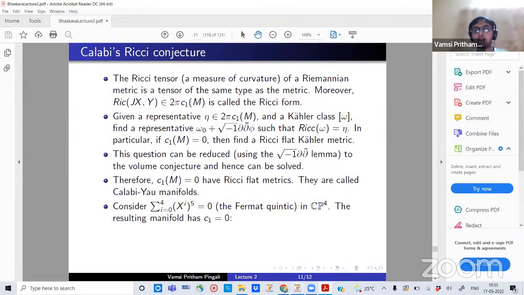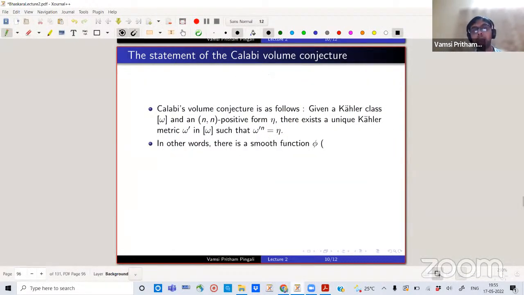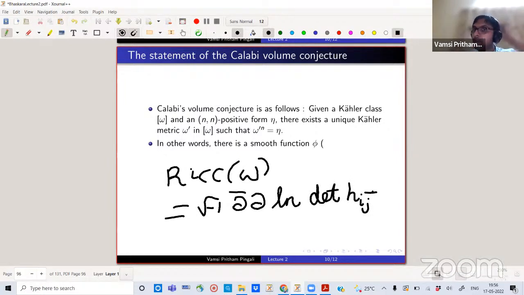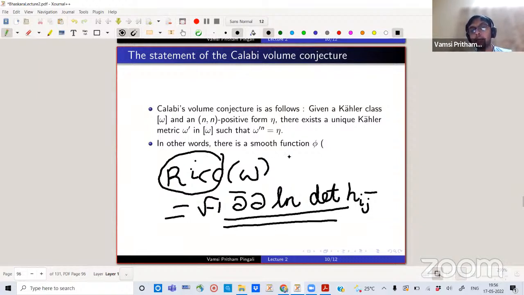So the formula is as follows. Unfortunately, I don't have time to prove it. So the Ricci form of a Kähler metric is given by this formula. It's square root of -1 del bar del log of the determinant of Hij bar. Okay, a very pleasant formula. If you remember your formulae of Riemannian geometry, the Ricci tensor has a very obnoxious and painful expression. Thankfully, in Kähler geometry, it's very straightforward. Locally, it's del bar del of something.